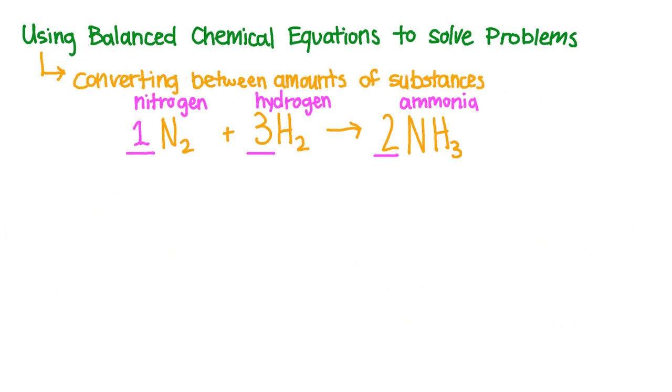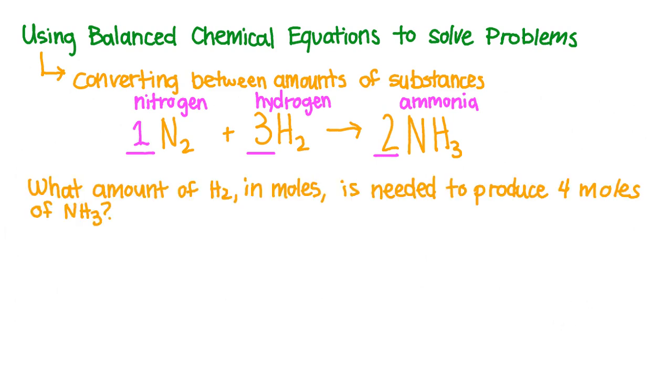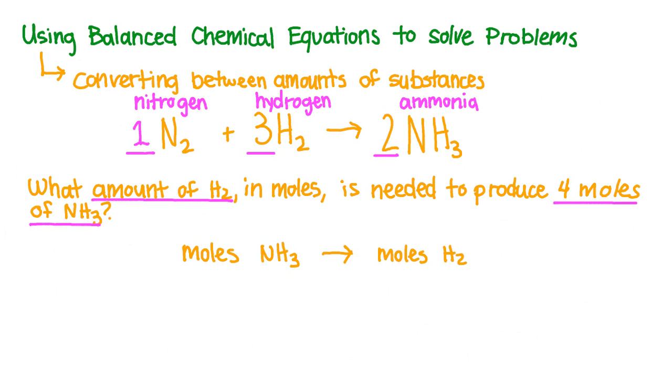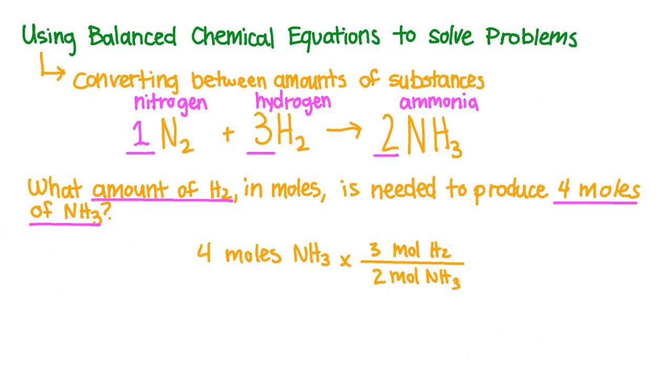So now let's put these molar ratios to work to convert between different amounts of substances. What amount of H2 in moles is needed to produce 4 moles of NH3? In a problem like this, we're given an amount of one chemical species that's participating in the reaction, in this case ammonia, and we want to convert it into an amount of a different chemical species in the reaction, in this case hydrogen. We'll tackle this kind of problem just like we saw with the muffin example earlier.